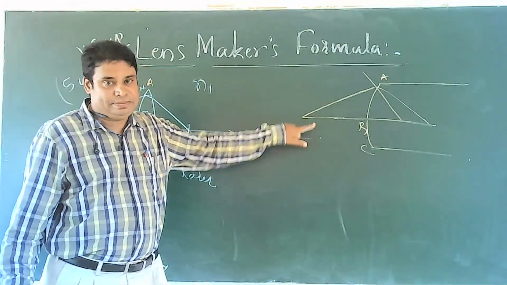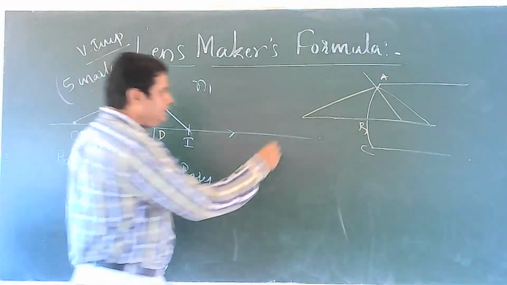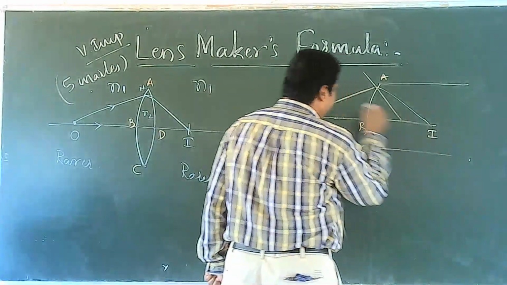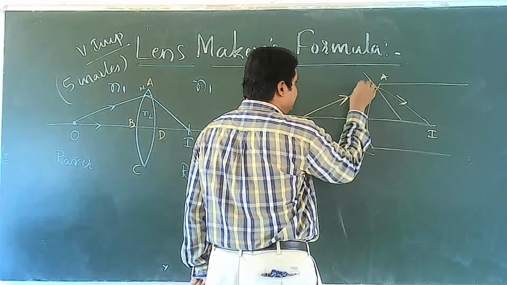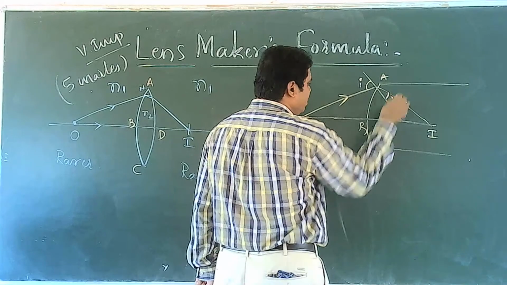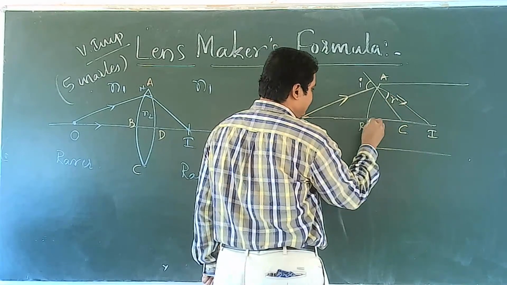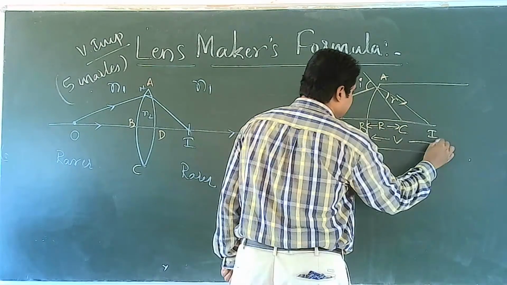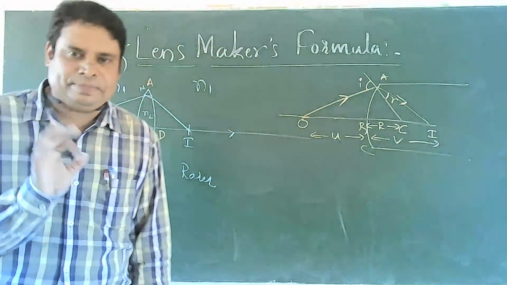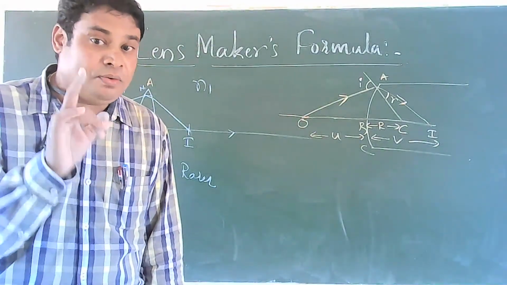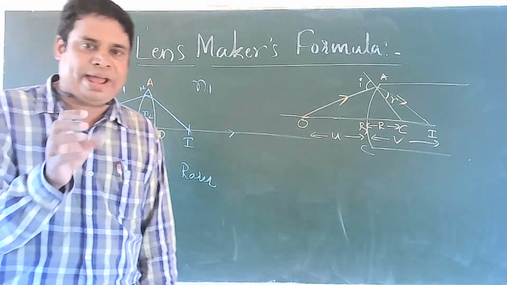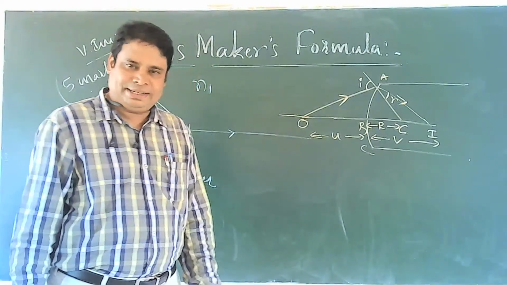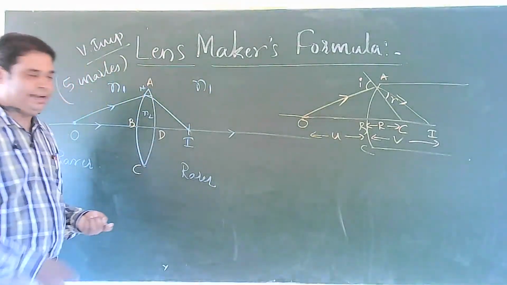In the absence of ADC, this is your object, this is your image, this is the angle of incidence, this the angle of refraction, this is C, this is R, this is u, this is B. Correct? Exactly the similar figure which you have drawn in the case of refraction at a spherical surface. Same figure we have drawn here. Correct? In the absence of ADC.